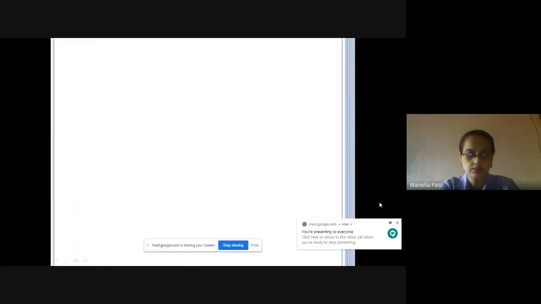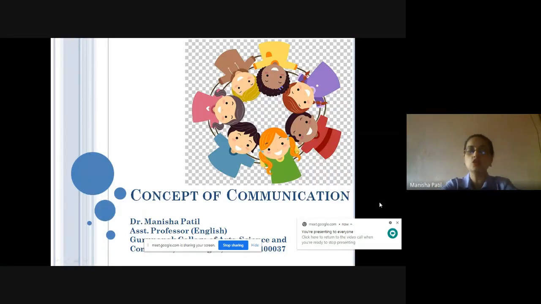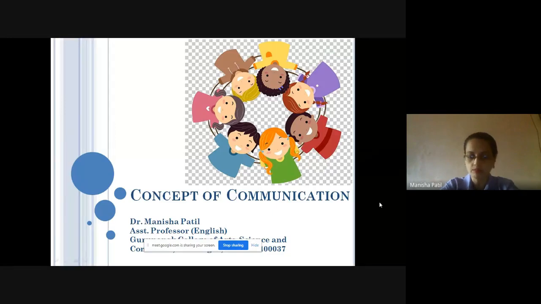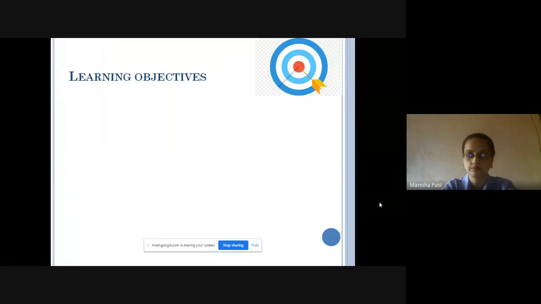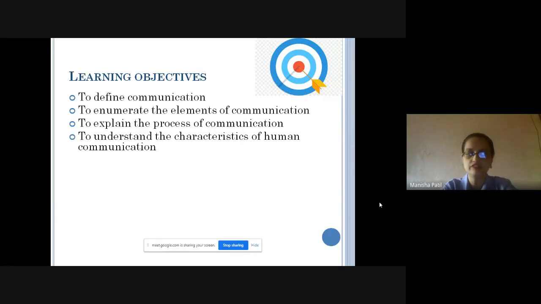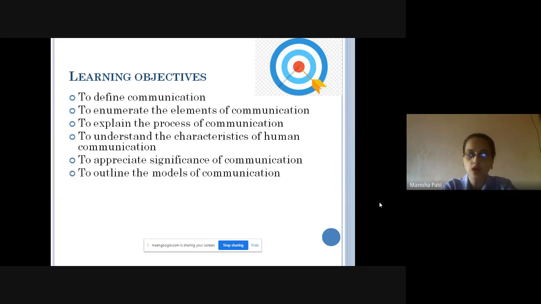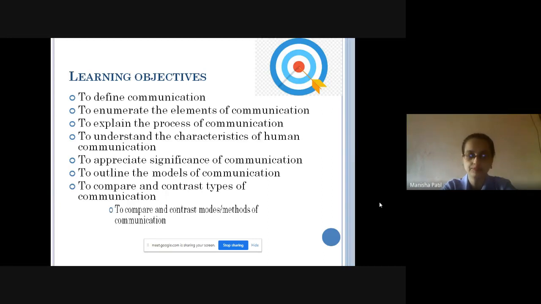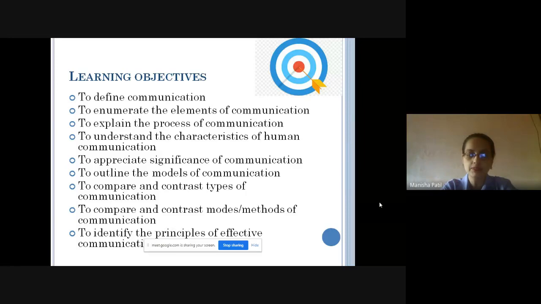So our first topic is concept of communication. Our learning objectives are to define communication, to enumerate the elements of communication, to explain the process of communication, to understand the characteristics of human communication, to appreciate significance of communication, to outline the models of communication, to compare and contrast types of communication, to compare and contrast modes or methods of communication, to identify the principles of communication.